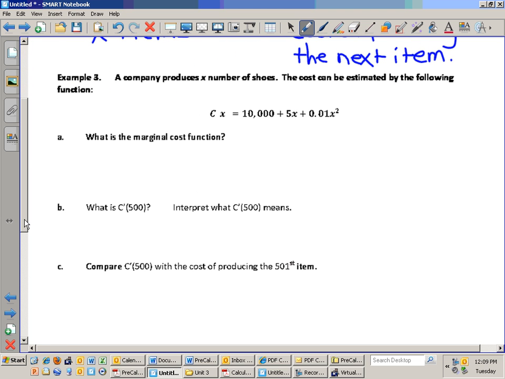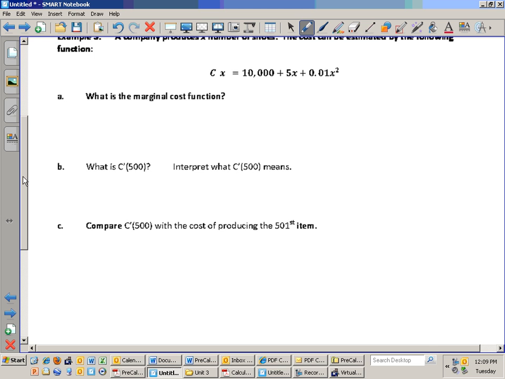It says a company is producing X number of shoes. The cost can be estimated by the following function. C of X is equal to 10,000 plus 5X plus 0.01 X squared, where X is the number of shoes that we're producing. The question is, what is the marginal cost function? The marginal cost function is the derivative. We always take the derivative. So C prime of X is equal to, what is the derivative of that?